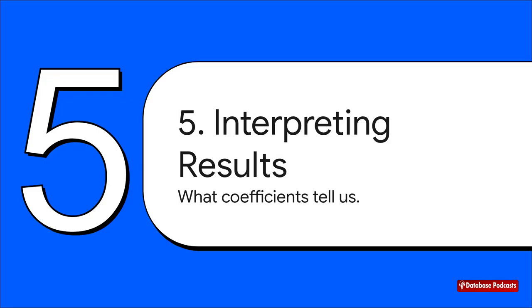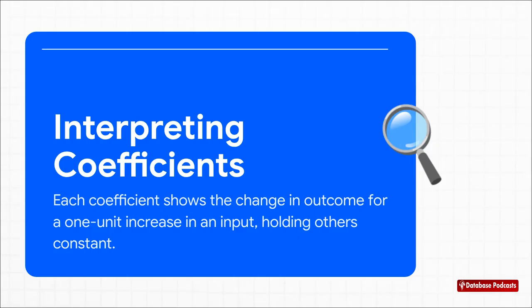So, let's say we've built our model, we've checked our assumptions, and everything looks good. Now we get to the fun part, the payoff. We finally get to figure out what the results are actually telling us. What do those beta coefficients really mean? This is the absolute key to interpreting multiple regression.